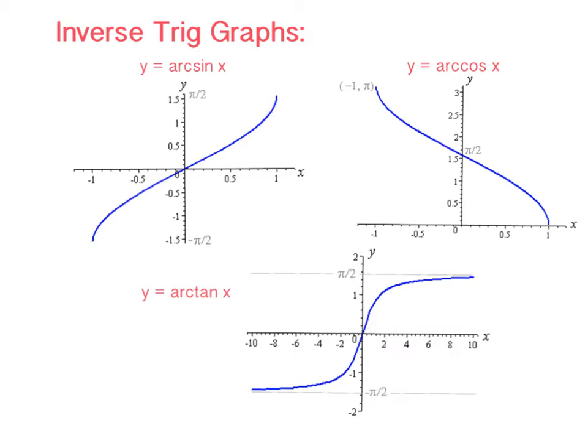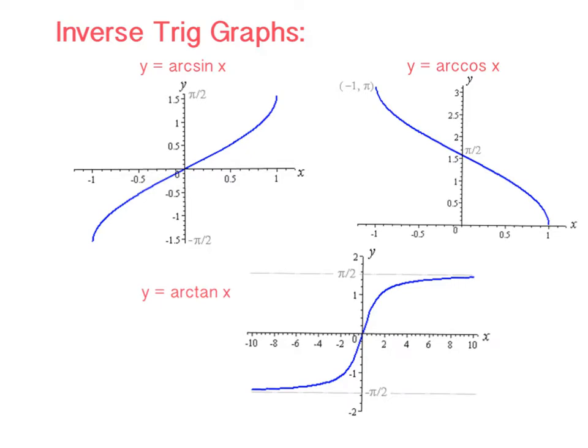Y equals arc tan x here, you can see this graph spans from negative pi over 2 to pi over 2 as well. But hopefully you can see that we have horizontal asymptotes at negative pi over 2 and pi over 2. The graph gets infinitely close to those values but does not touch them. The arctangent graph goes on forever and ever to the left and the right. It doesn't stop like our arc sine and arc cosine graphs do.